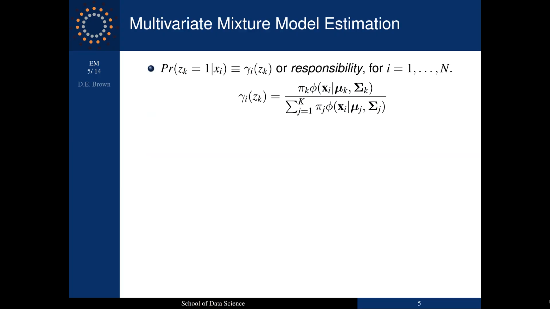All right, so let's set up some additional notation that we'll need for our use of the expectation maximization algorithm.